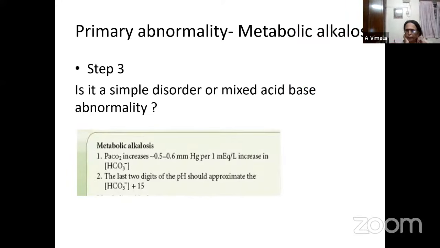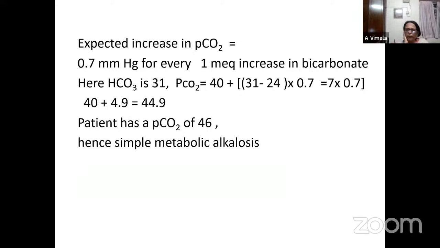Now we have to find out whether it is a simple disorder or a mixed acid-base disorder. The simple formula is for every 1 milliequivalent increase in bicarbonate, the PCO2 should increase by 0.6, some say 0.7, so all are applicable. The last two digits of the pH should approximate bicarbonate plus 15 if it is a simple disorder. This child had a bicarbonate of 31 plus 15 is 46. So the last two digits of pH should be 46. The child has a pH of 7.46, that is the last two digits of pH.